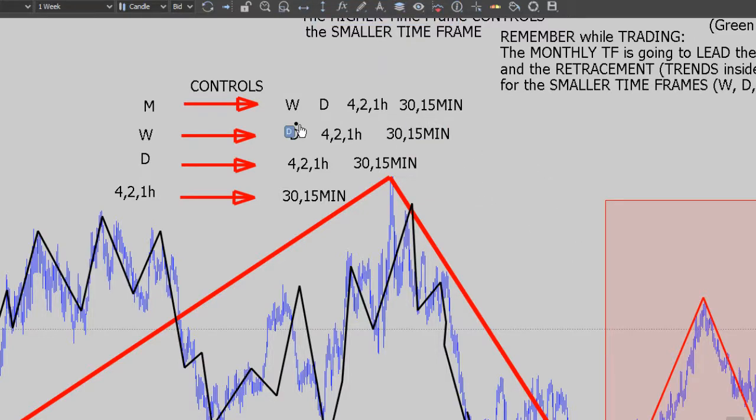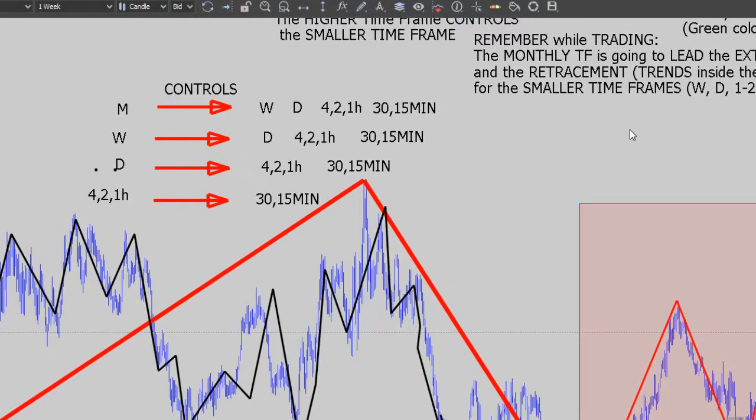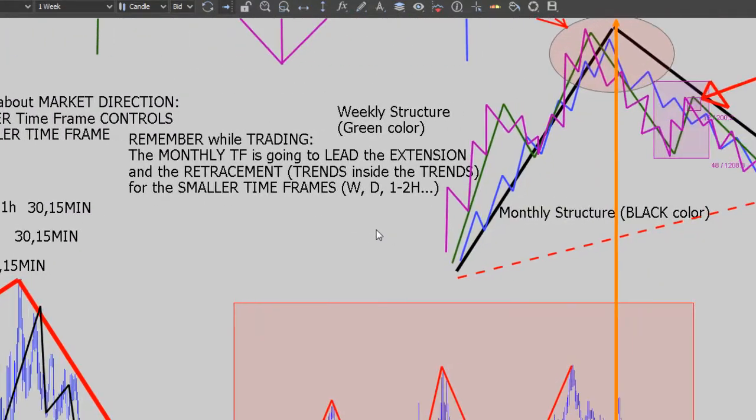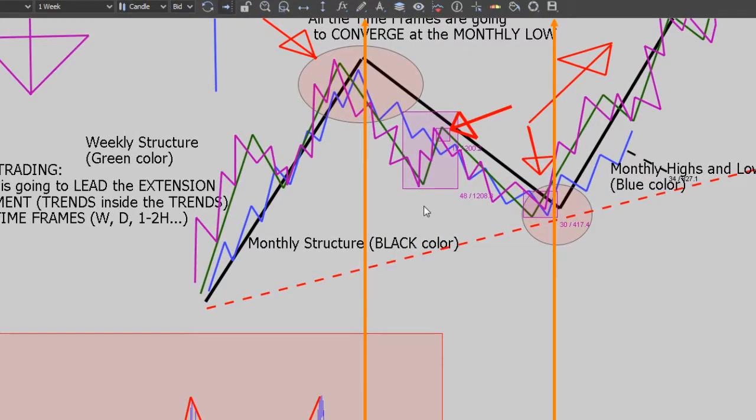Okay, the monthly controls all the smaller time frames. The weekly controls the daily, 4 hour, 1 hour, 30 minutes, and so on. The daily controls the 4 hour, 1 hour, the 30 and the 15 minutes, and the 4 hour and 1 hour chart controls the 30 and the 15-minute chart. Why is this important, everybody? Because the same concepts apply.